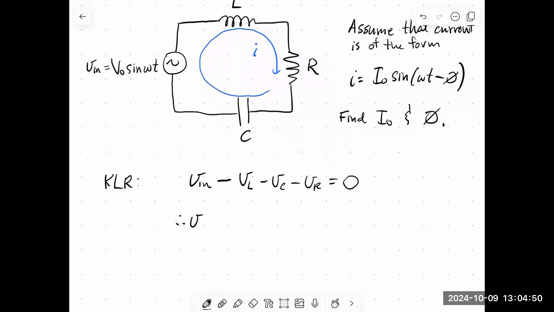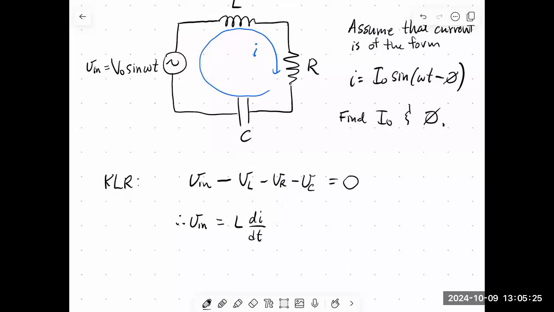Well, that means that V_in, if I take all the stuff with the minus sign to the other side, must be equal to the voltage across the inductor. But the voltage across the inductor is L times dI/dt. And then we get plus the voltage across the capacitor. In fact, I'm gonna do the resistor first. Let me do these in the order that they're written down in the diagram. So we'll have the resistor and then the capacitor.